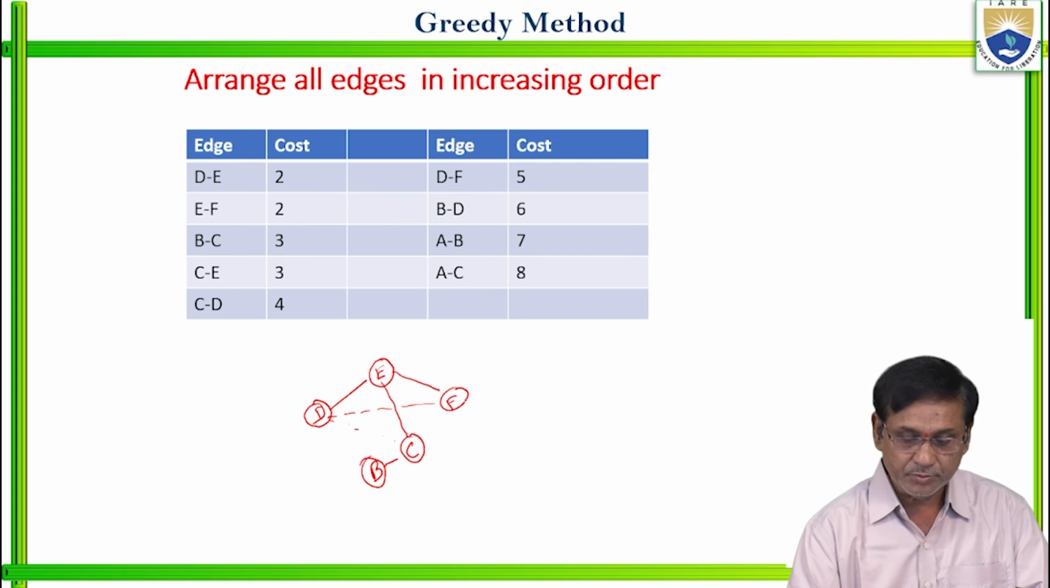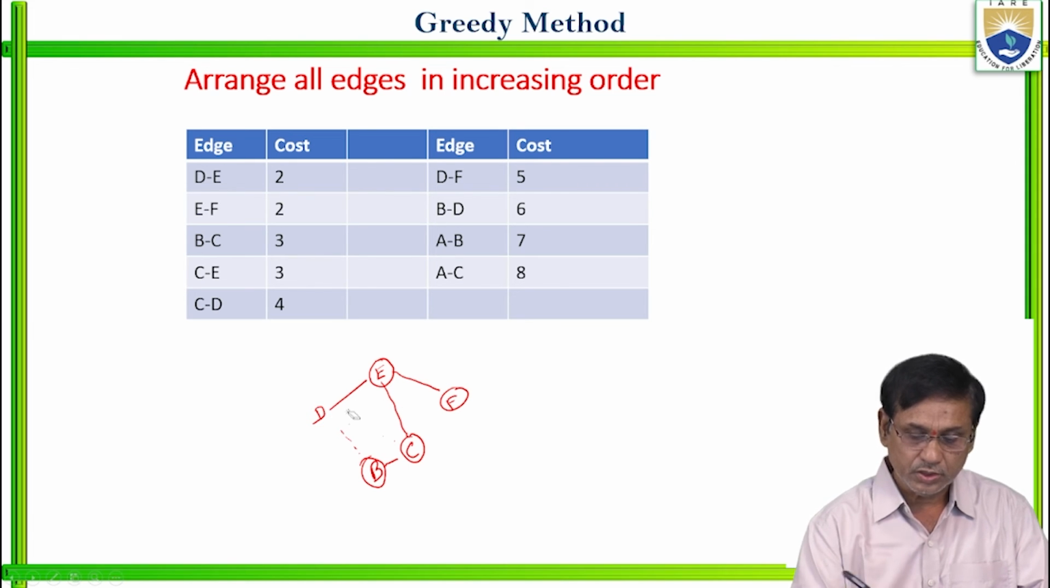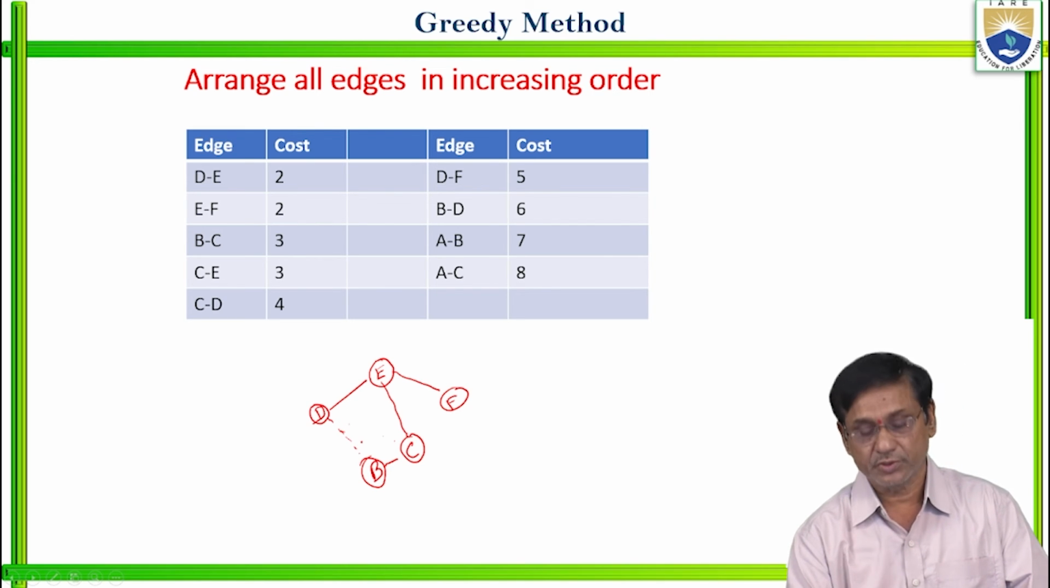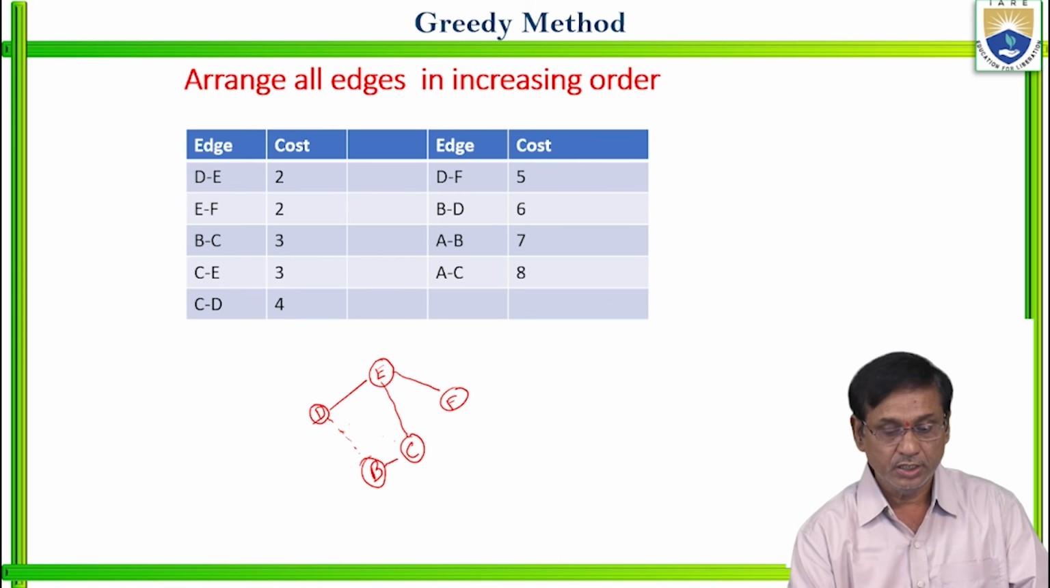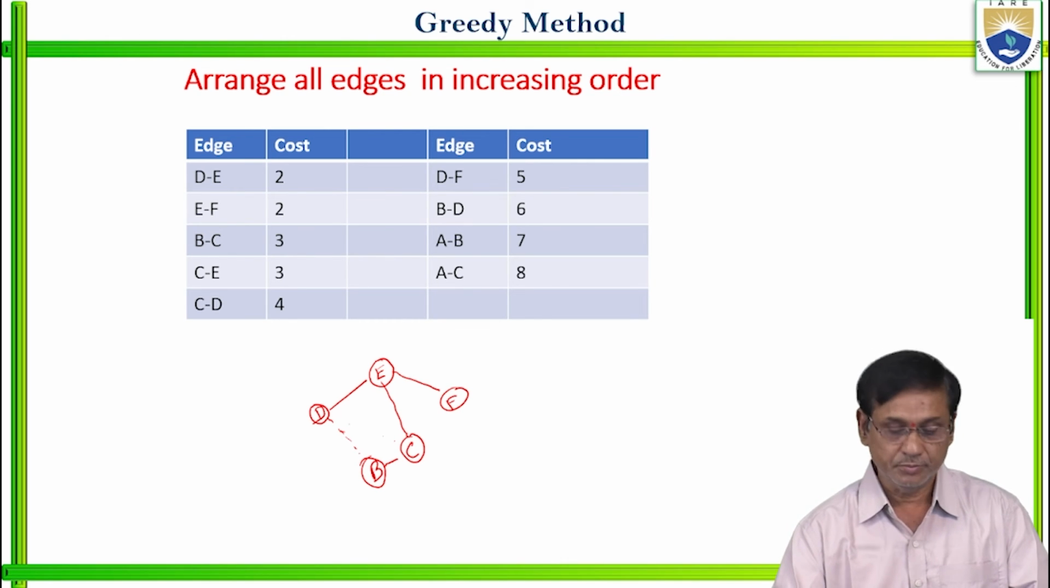Next, BD. If you consider BD, again a loop is forming. So that means you should not consider that. That means B and D are in the same set. We can also reject BD.